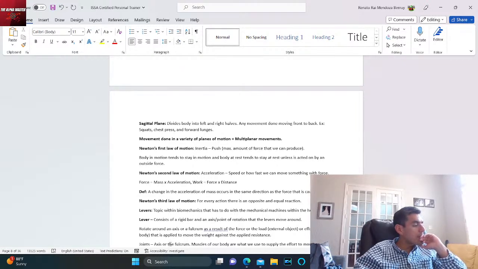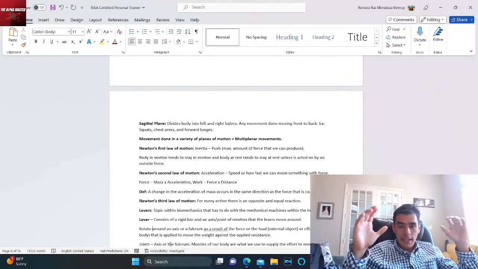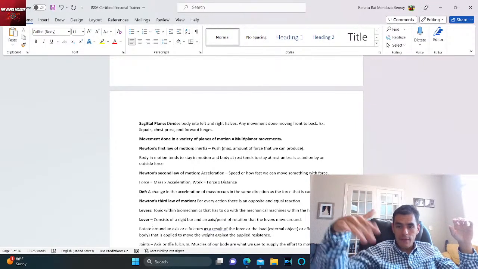They rotate around an axis or a fulcrum as a result of the force or the load, an external object, or effort forced by the body that is applied to move the weight against the applied resistance. So the lever consists of a rigid bar and an axis or point of rotation that the levers move around.